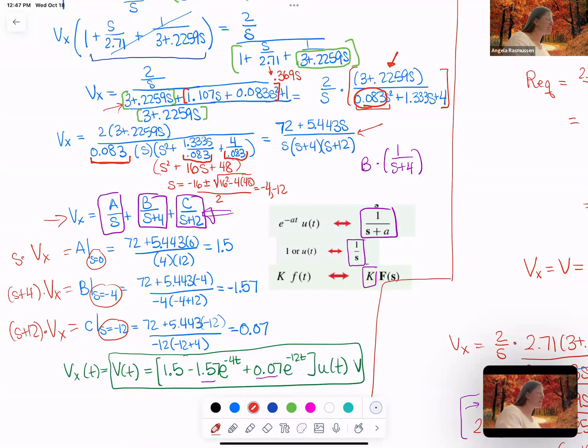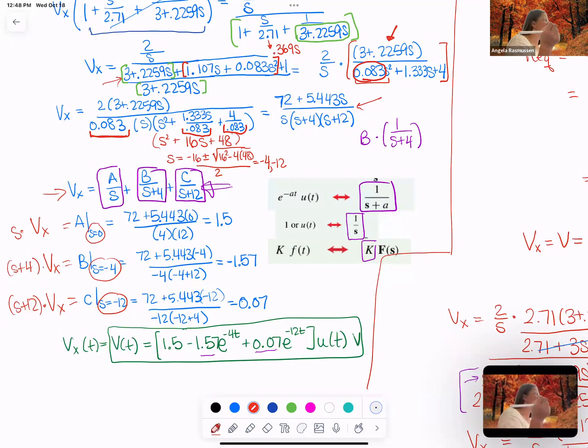And then you divide the top portion of that. So 2 divided by 0.083, or I guess it would be 6 divided by 0.083 becomes 72. And then the next term becomes 5.443. And then on the bottom, this becomes S squared plus 16S plus 48. And then factoring that, I get 4 and 12, or a -4 and a -12. So that gives me a factored form of S plus 4, S plus 12.